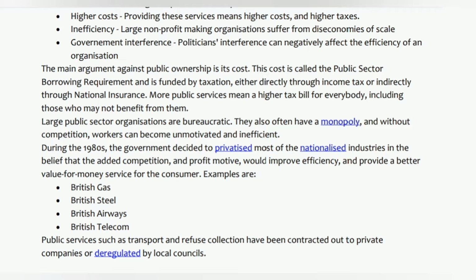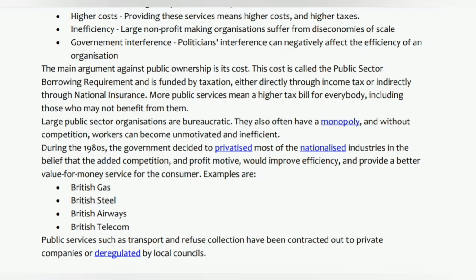This cost is called the public sector borrowing requirement and is funded by taxation, either directly through income tax or indirectly through national insurance. More public services mean a higher tax bill for everybody, including those who may not benefit from them. Large public sector organizations are bureaucratic. They also often have a monopoly, and without competition, workers can become unmotivated and inefficient.